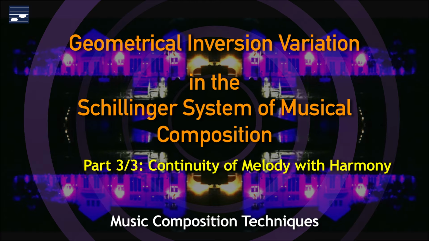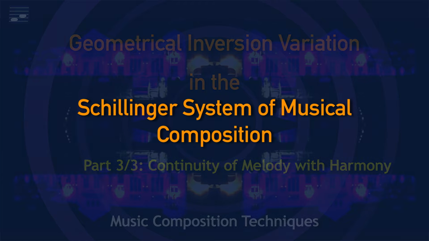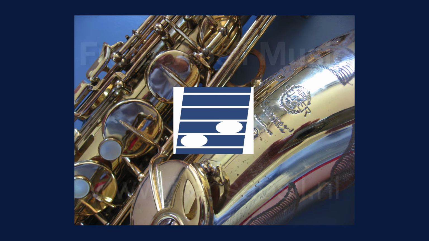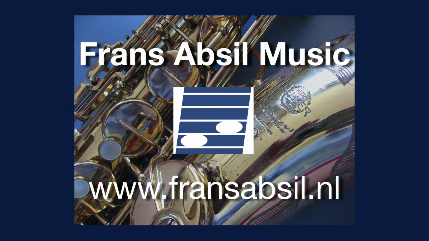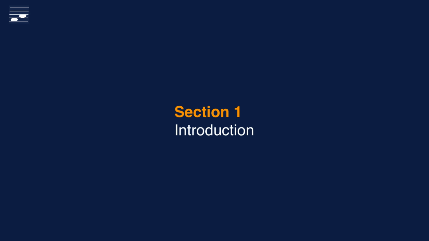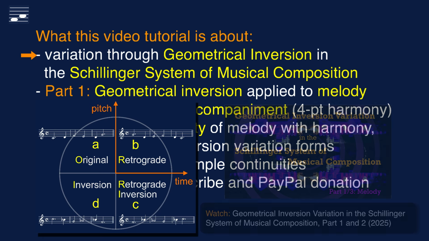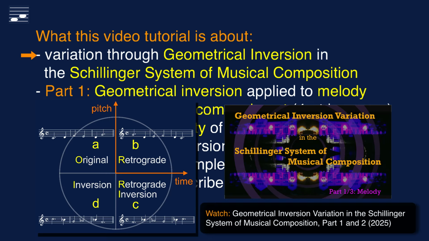You'll see a number of complete orchestration examples. The Schillinger system of musical composition context is discussed in part 1 in the series. The subject of this tutorial series is variation of music through geometrical inversion.